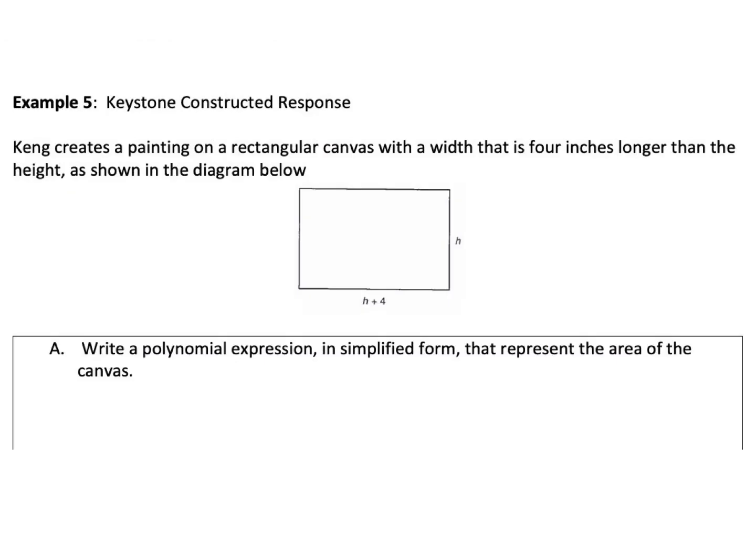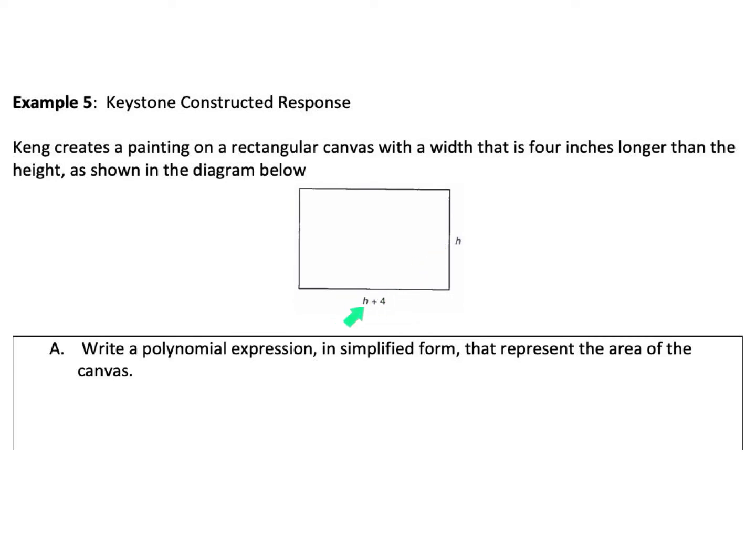This last problem is an example taken from the Keystone released items. This Keystone exam is made up of multiple choice and what's called constructed response. 40% of your exam score comes from the constructed response portion, so let's get this one down pat. Ken creates a painting on a rectangular canvas with a width that is 4 inches longer than the height, as shown in the diagram below.